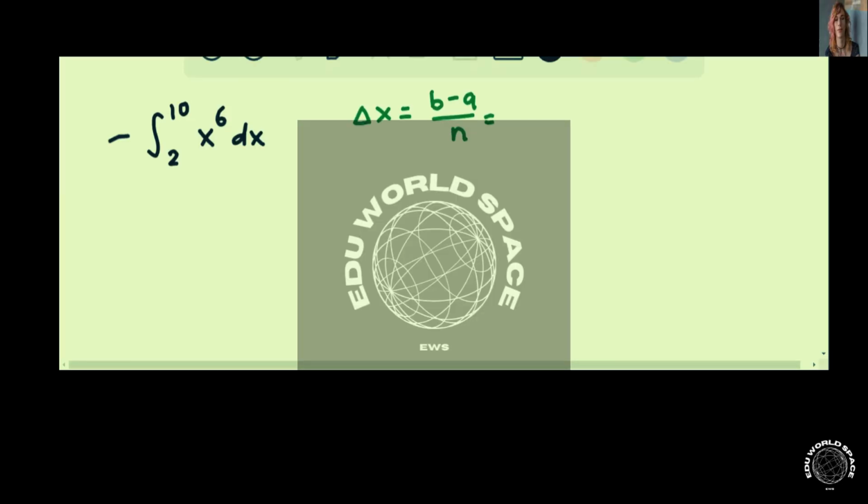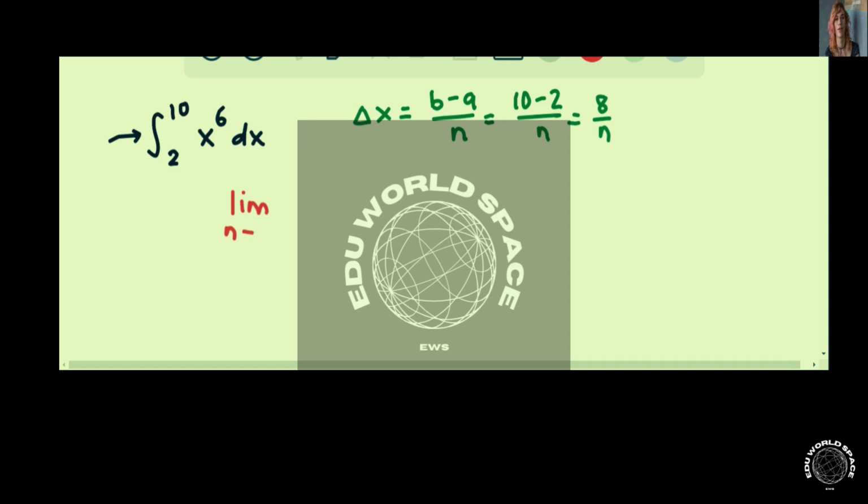To evaluate this integral using limits and sums, we could first find delta x. Our b is our upper limit, which is 10, minus a, our lower limit, all over n. And that would end up giving us 8 over n. So that is delta x. And then we'll go ahead and write out the limit and the sum statement together.